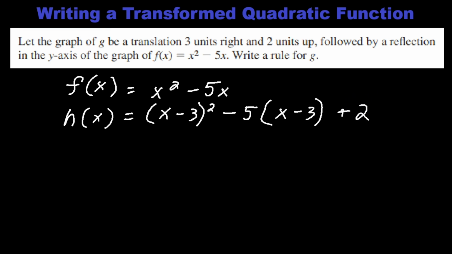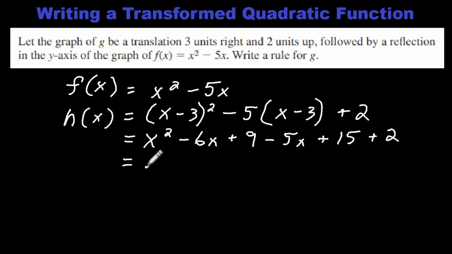So first I'll simplify this first part over here, and I'll expand this. So x minus 3 squared is x squared minus 6x plus 9. And then I'll distribute the minus 5, and then I'll bring down the plus 2. Now simplifying, I have x squared, then minus 6x minus 5x is minus 11x. Then I have plus 9 plus 15 plus 2 is plus 26. So the first part is done, and then what it wants us to do is reflect this across the y-axis.